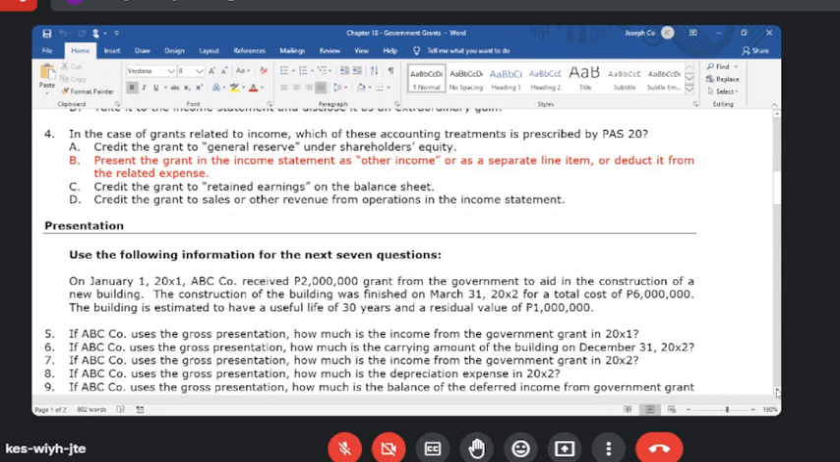Use the following information for the next 7 questions. On January 1, 2021, ABC received 2 million grant from the government to aid the construction of a new building. The construction of the building was finished on March 31, 2022 for a total cost of 6 million. The building is estimated to have a useful life of 33 years and a residual value of 1 million. No?